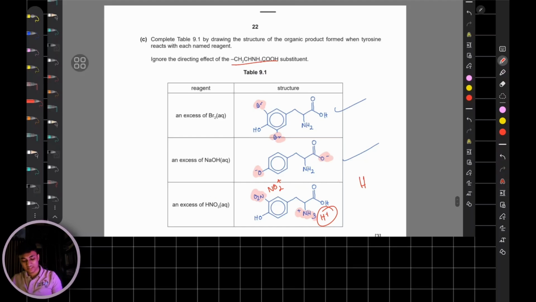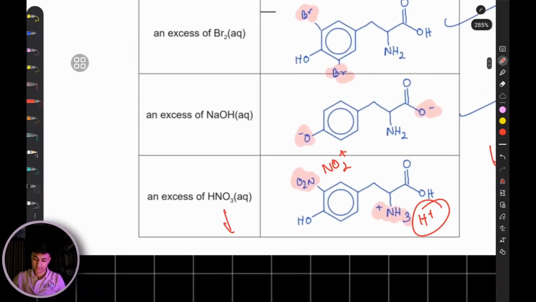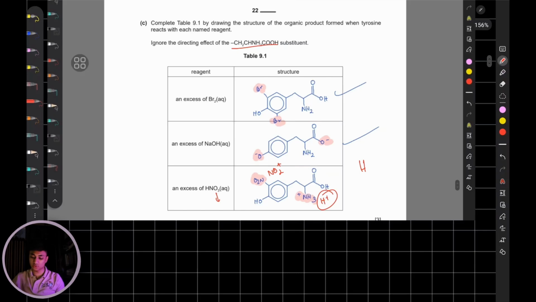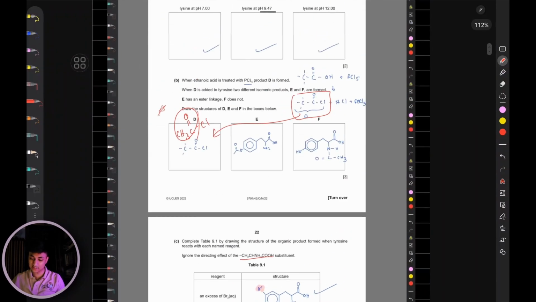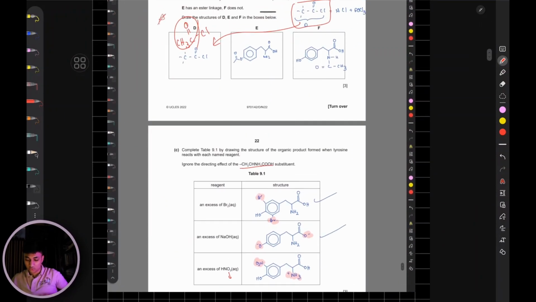So basically, even if you don't have H2SO4 sometimes, this HNO3 is going to dissolve in the solution to form nitronium ion. Since it is in excess, there is going to be some amount of nitronium ion in the mixture, which will carry out the substitution reaction. So that is why you're going to have nitro group added, and also H plus added to your amine group, that is the basic part of the reaction. Okay, that is your question 2.